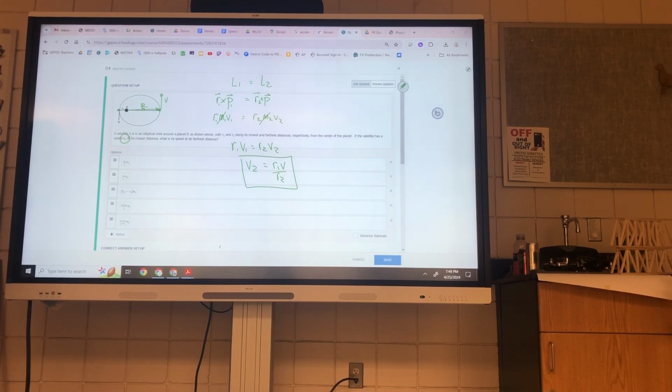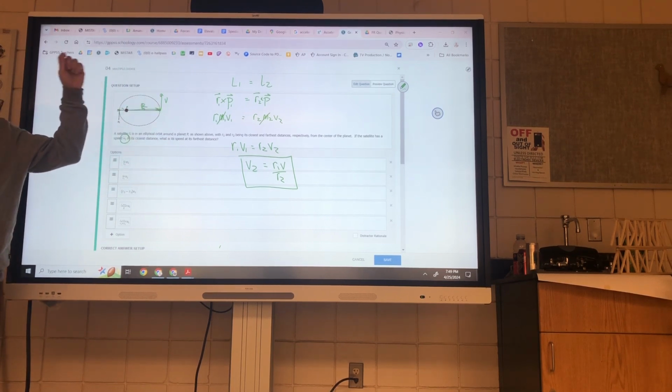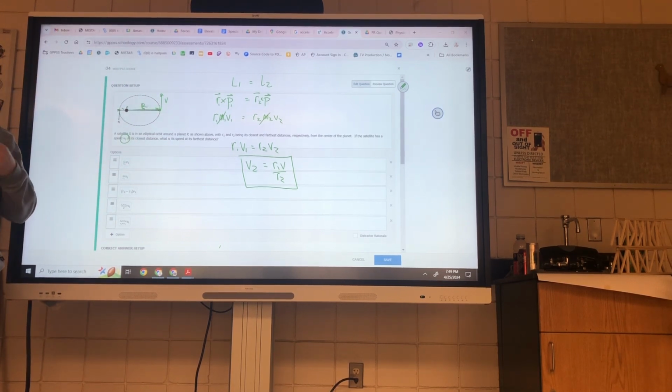Cool? Yeah. This problem that asks you how many times faster it is when it's close versus far away is specifically an angular momentum problem. Kepler figured this out in the 1600s.